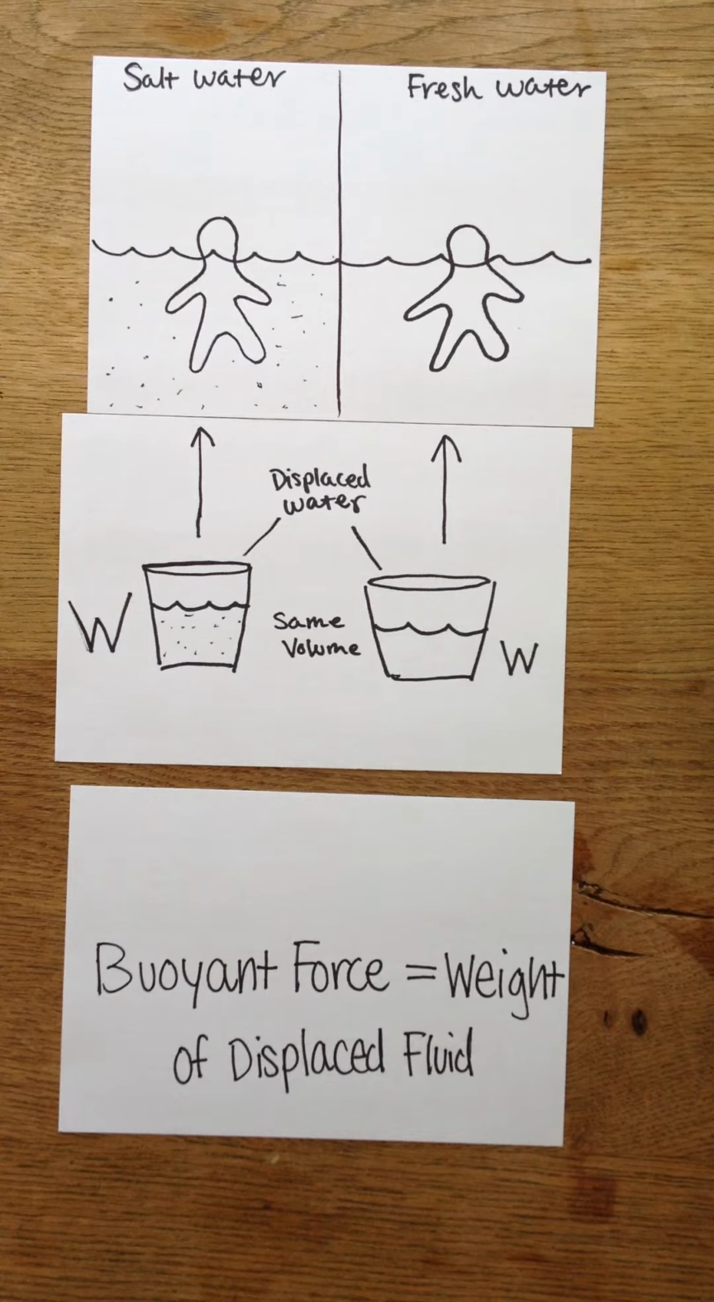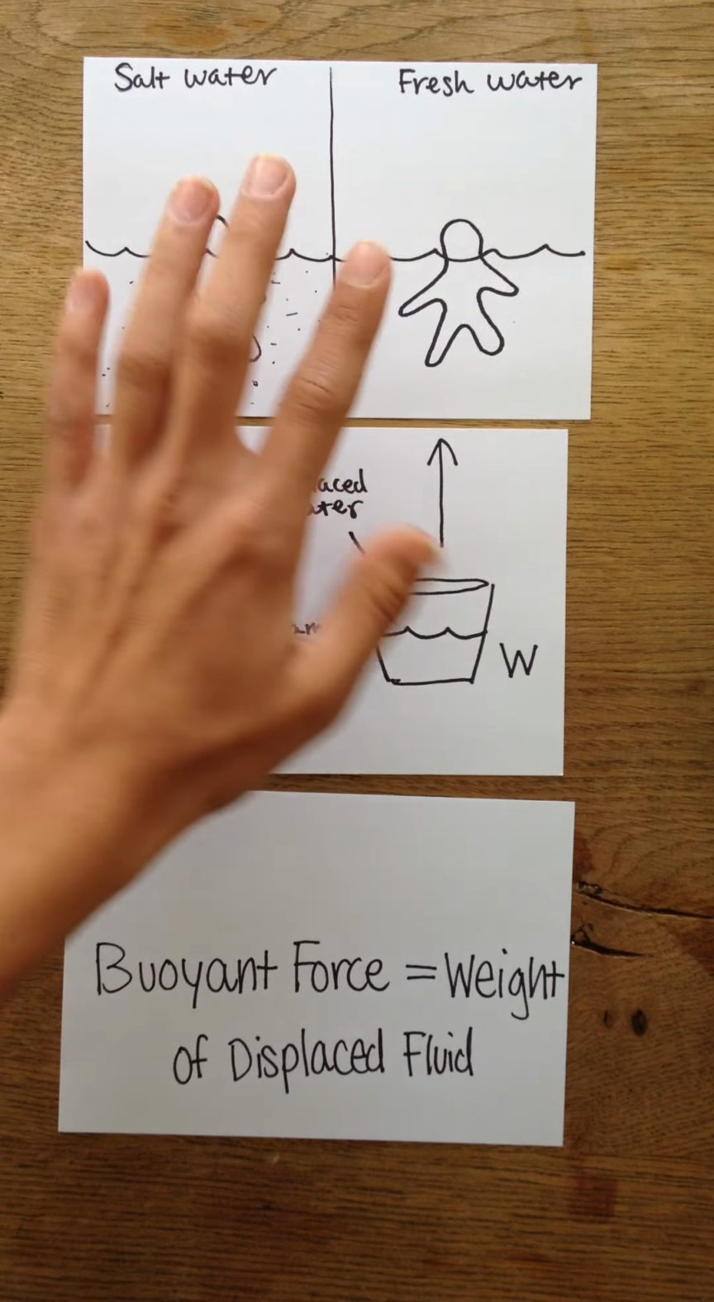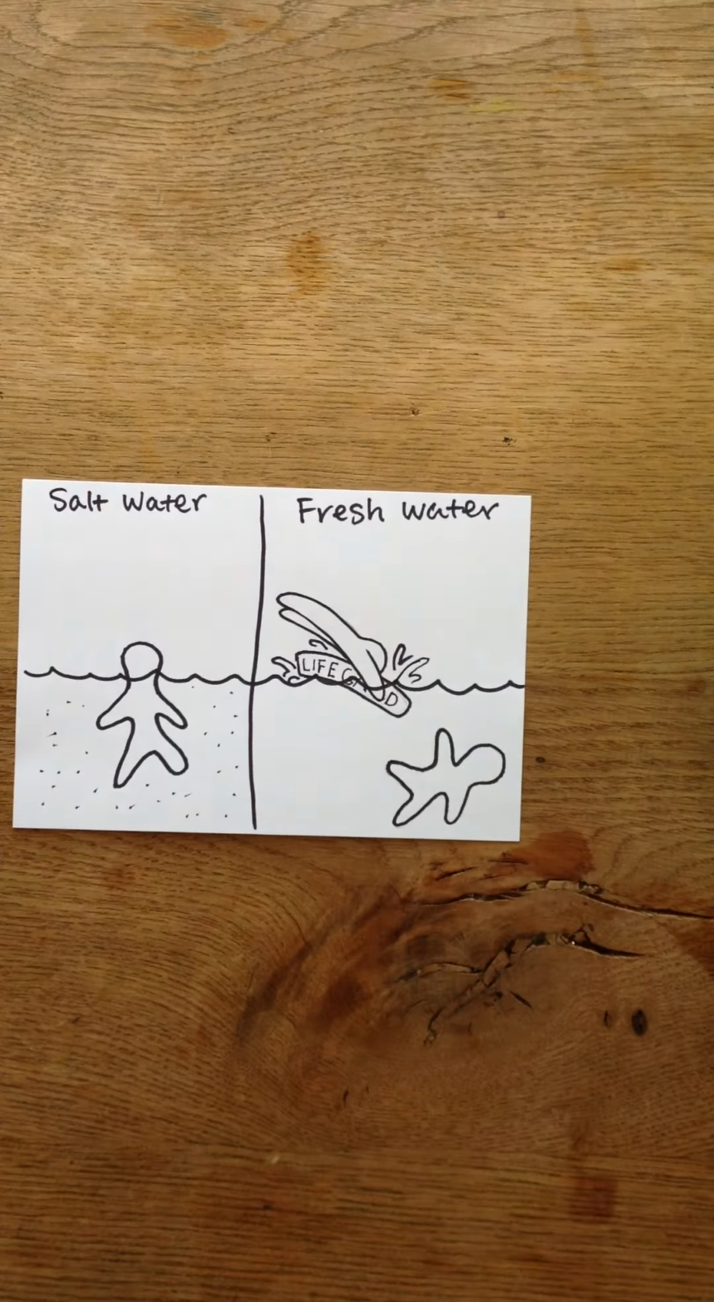Buoyant force is equal to the weight of the displaced fluid. So this guy has a larger buoyant force on him than this guy, which would explain why in salt water people float and in fresh water they sink.